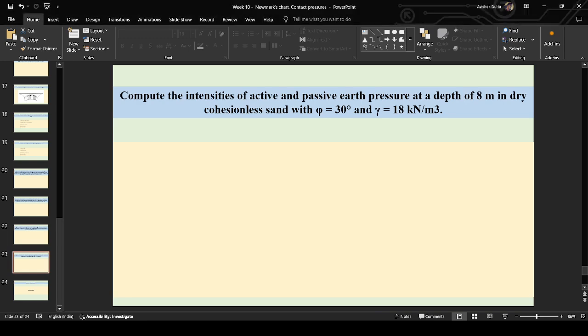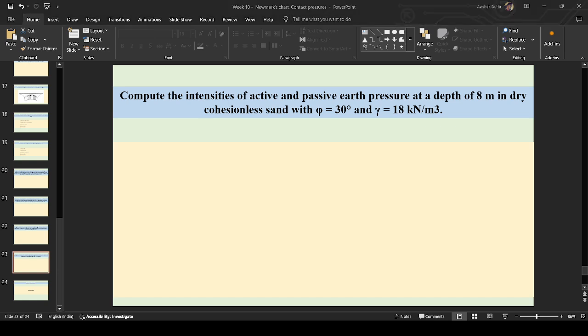Compute the intensities of active and passive earth pressure at a depth of 8 meter in dry cohesionless sand with phi equal to 30 degree and gamma equal to 18 kilonewton per meter cube. Do you know what I mean? What is the meaning of active and passive earth pressure? Do you have any idea about active and passive earth pressure?